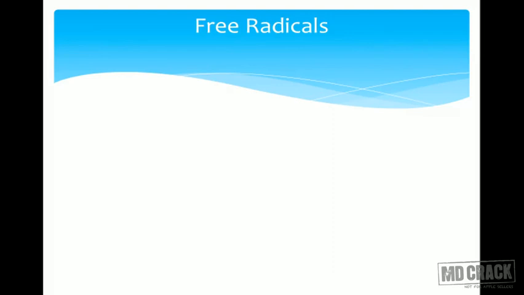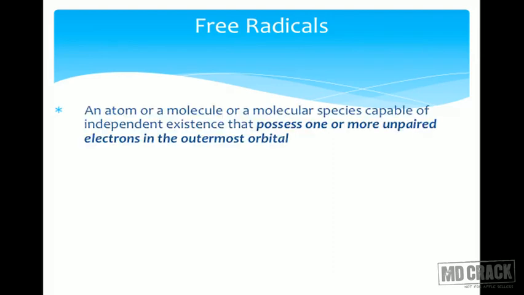Free radicals are those substances, a molecule or an atom or a molecular species, capable of independent existence, that is, by itself it is capable of staying, but it possesses one or more unpaired electrons in the outermost orbital. Basically we say one or more than one unpaired electron. Unpaired electron is a keyword here. Unpaired electron in the outermost orbital.